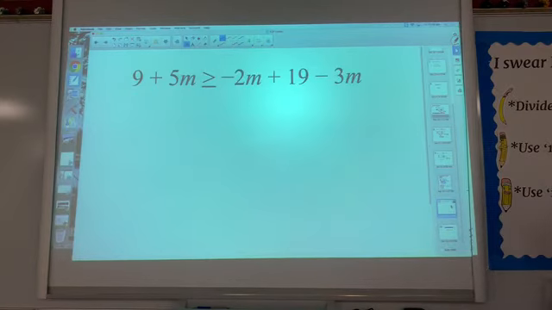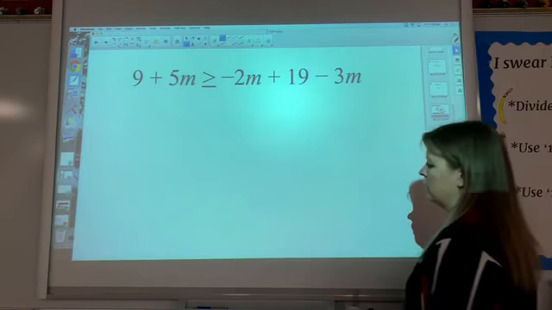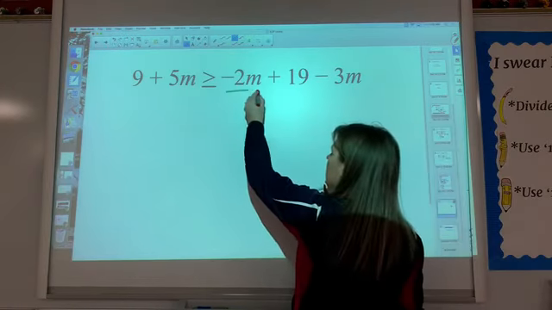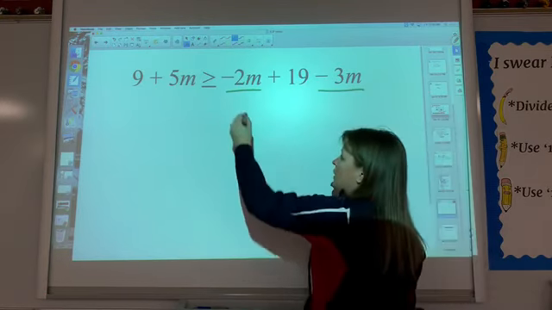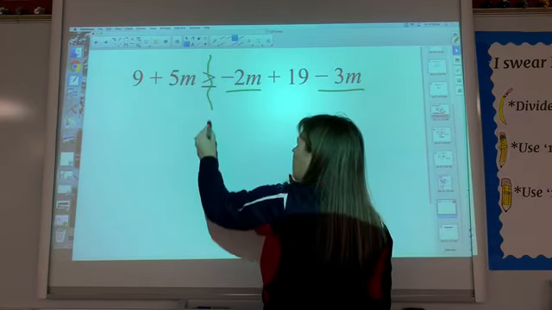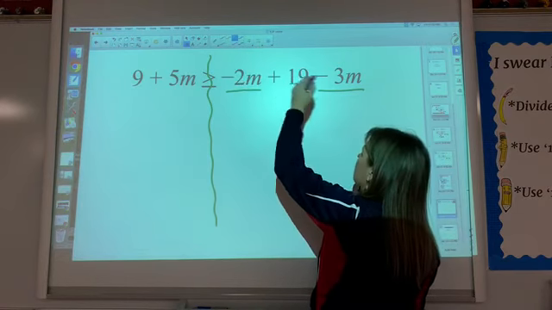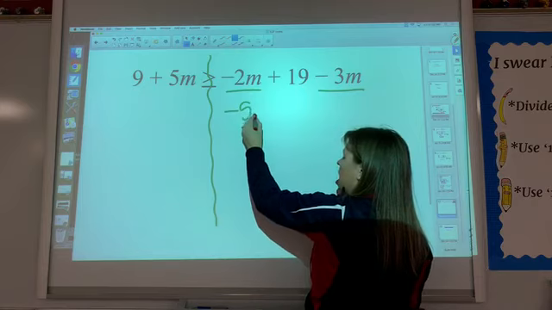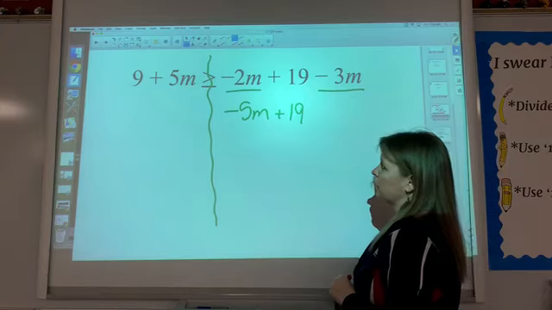Last one, go ahead, write this one down, pause it, solve it yourself if you want to. Otherwise, you may want to stay with me and solve it with me because of the like terms on the right side. If you look, you have like terms on the right side of the inequality. Let's combine those first. -2m and -3m. Notice I'm not adding the 3 over. These are on the same side of this inequality. Same side, combine like terms. Use your calculator if you have to. -2 plus -3 is -5m.